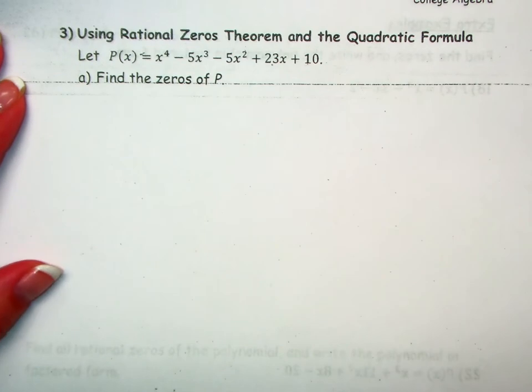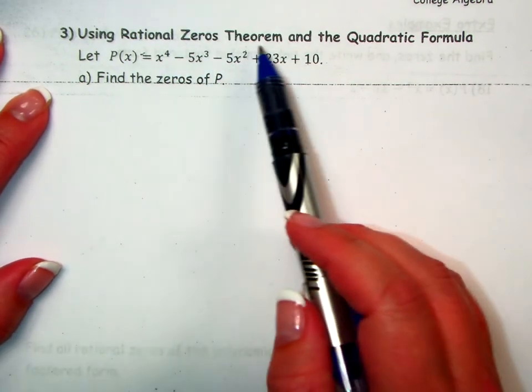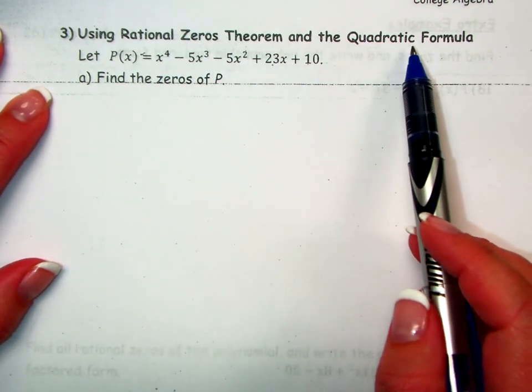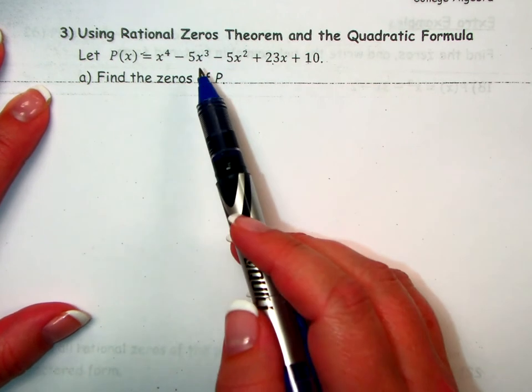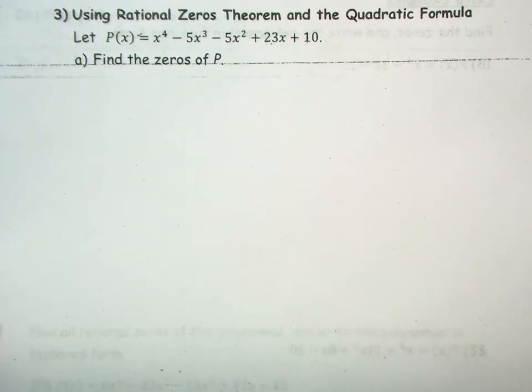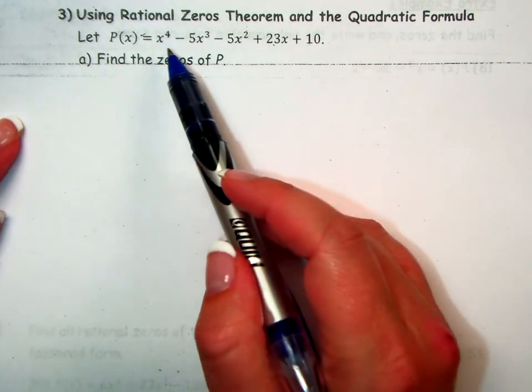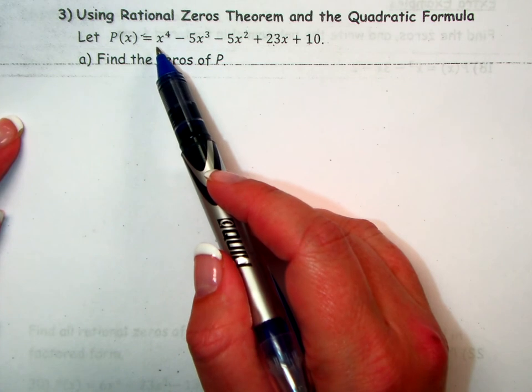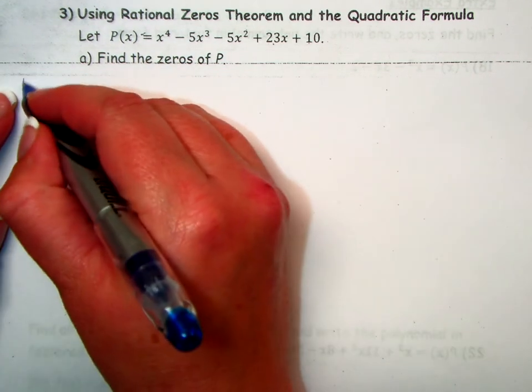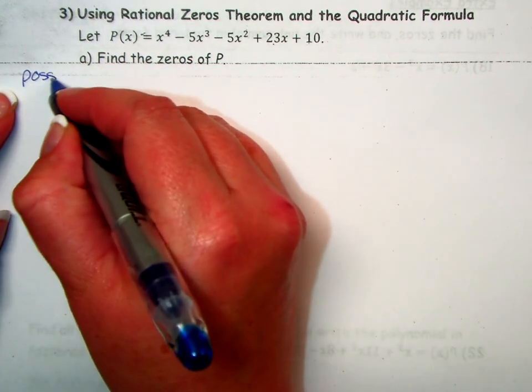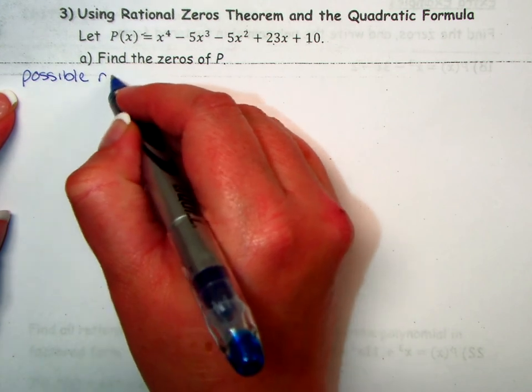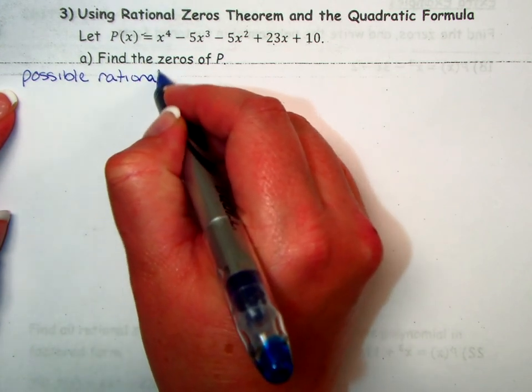All right, here we go. This example, the title says using rational zeros theorem and the quadratic formula. Okay, so we might have to do a little bit extra work on this particular example. But the first step is to find all the rational zeros. So I still want to come up with my possible rational zero list. That's always where we're going to start.